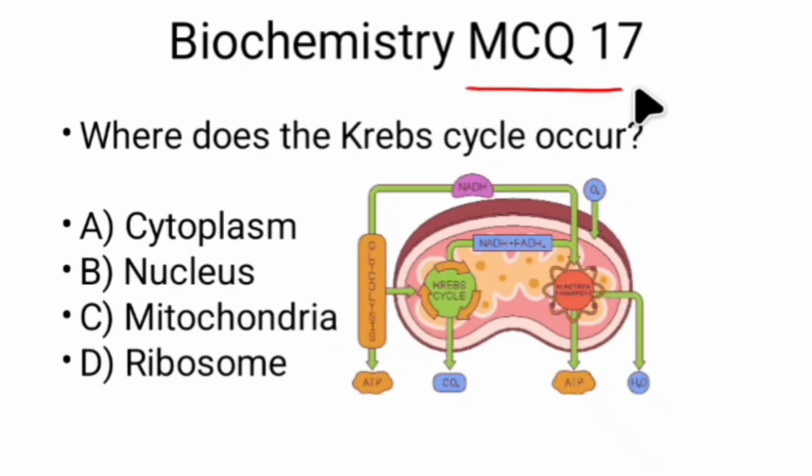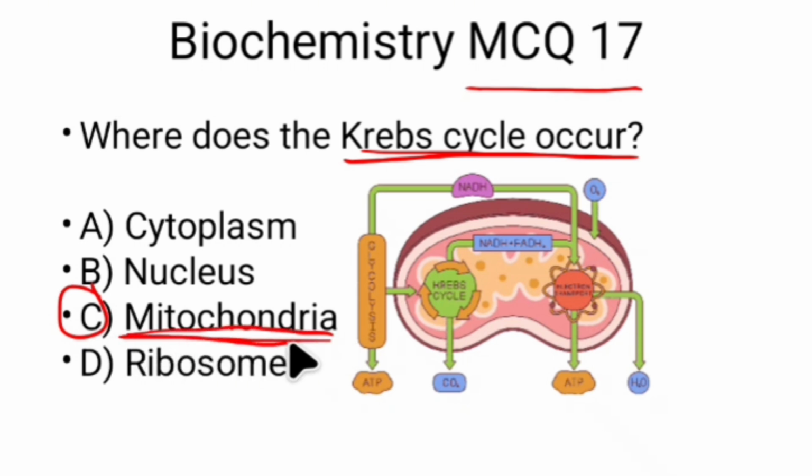Question number 17. Where does the Krebs cycle occur? The correct option is C. Mitochondria. Krebs cycle occurs in mitochondria.